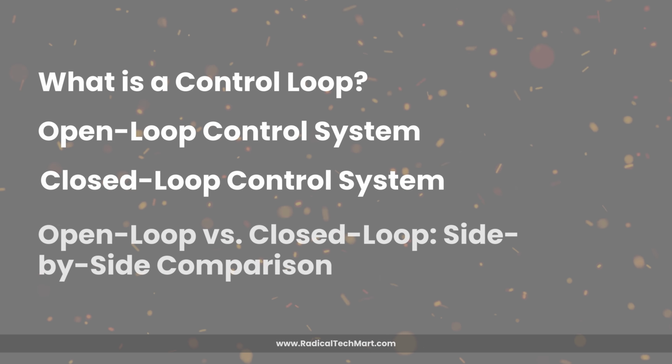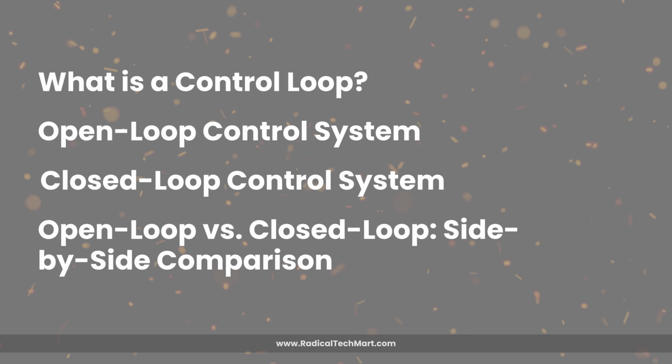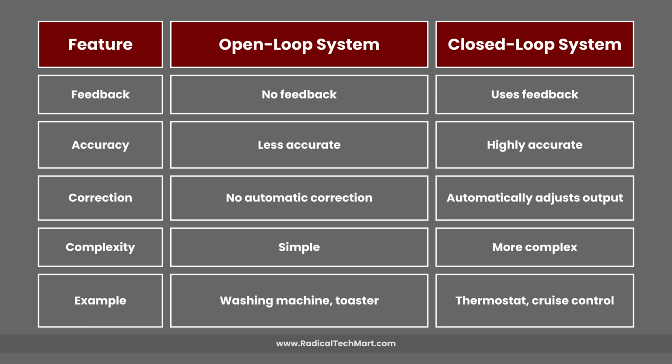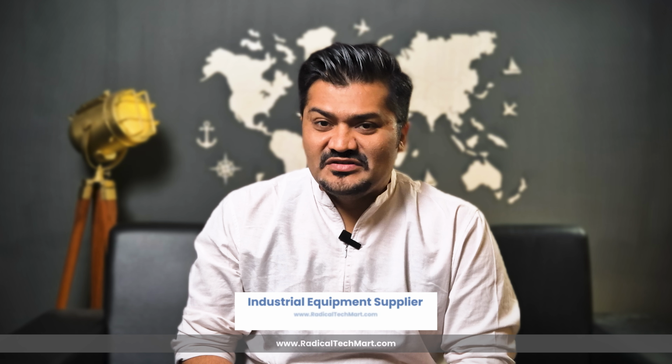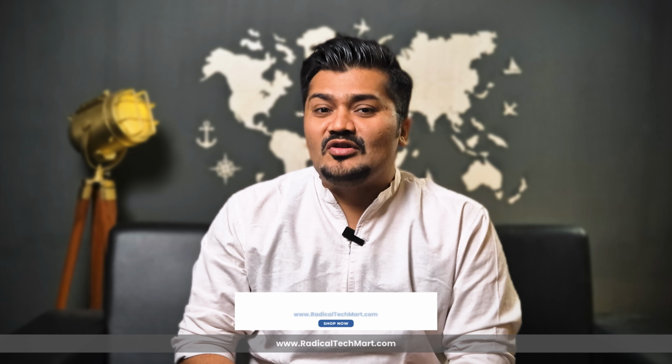Now let's check a quick side-by-side comparison between open loop versus closed loop. You can see that in the image. To summarize, open loop systems are great for simple predictable tasks, while closed loop systems are the best for precision and automatic correction. So next time when you see an automated process, think about whether it's running in an open loop or closed loop.